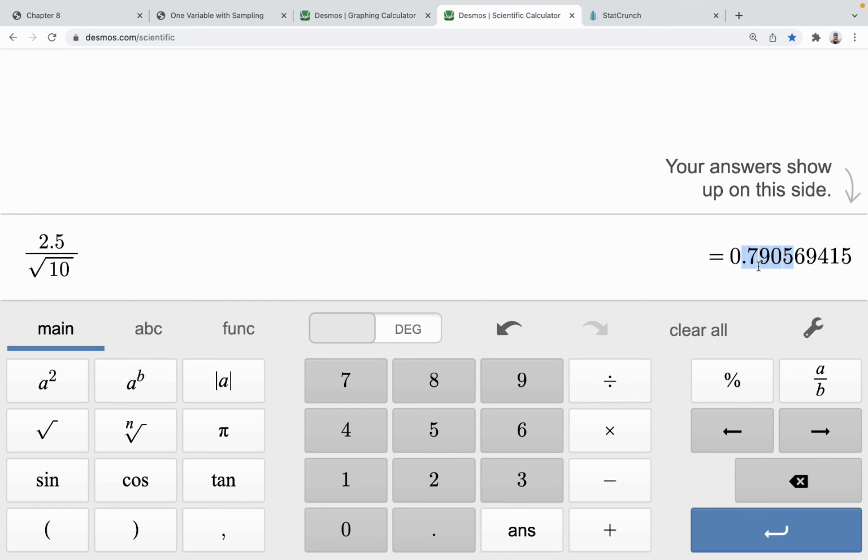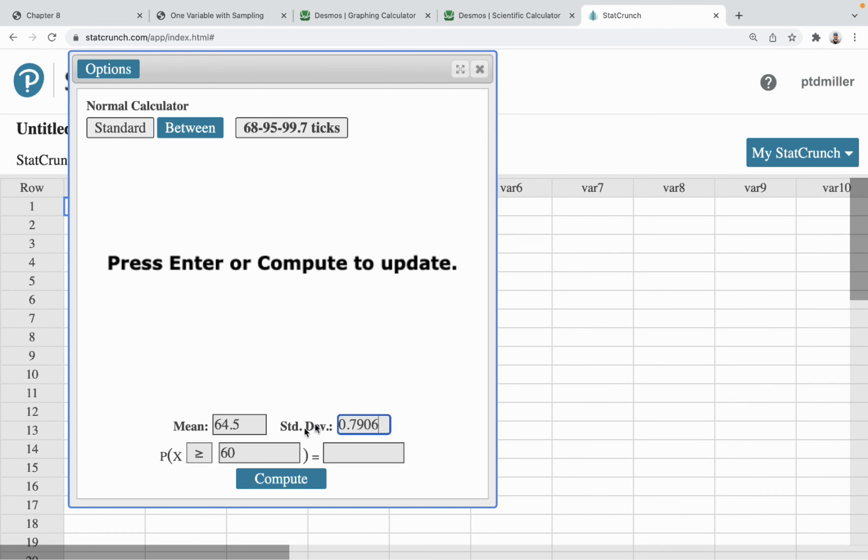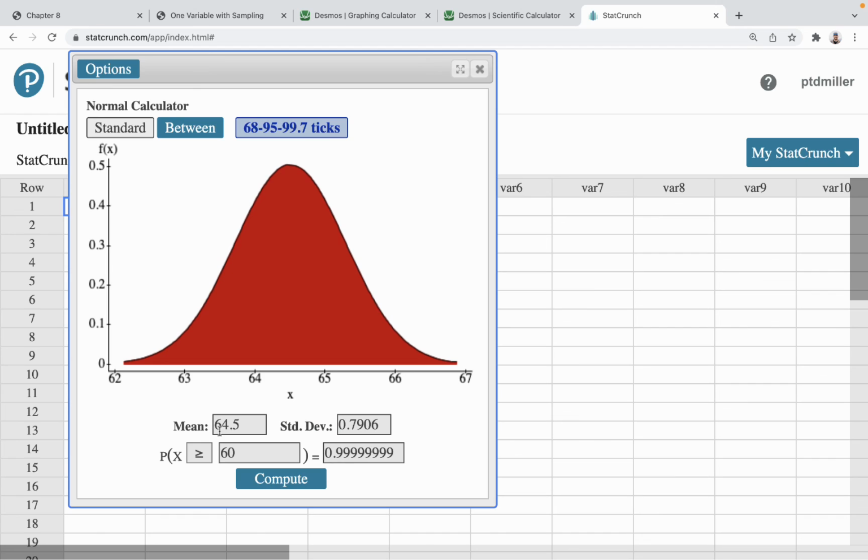So I'll round it to 4 decimal points, 0.7906. So this is an average of 10 with a height above 60 inches. That's very likely. And you can see this automatically rescales it. So we don't see it getting narrower, but we just have to notice that our standard deviation is getting narrower.